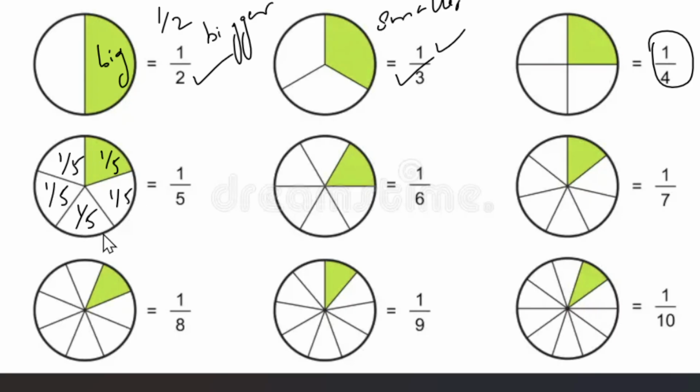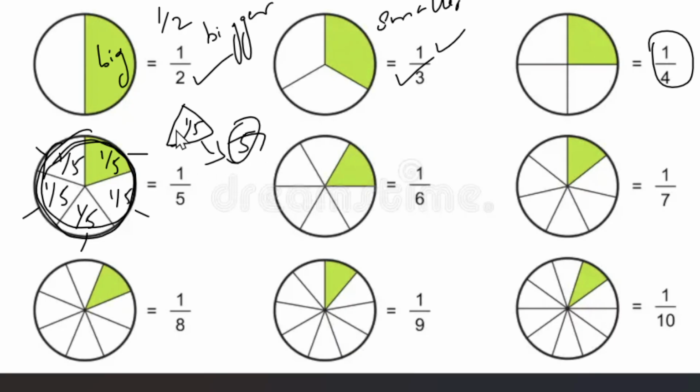When these are separate pieces, this should be like separate pieces, not together. When you join all these pieces, then you will get a full whole. Okay, like this. This part is 1 by 5. We need 5 pieces of the same part to make this whole.